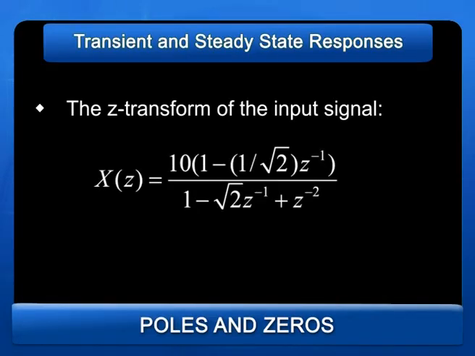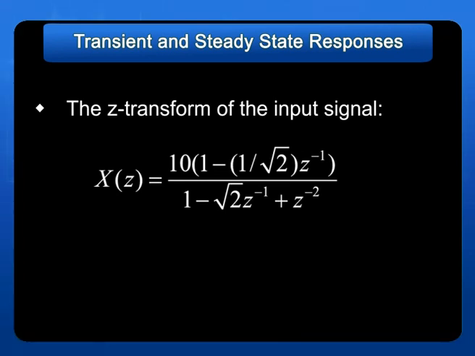So what is the z transform X of z? X of z is given by 10 by 1 minus 1 by root 2 z to the power of minus 1 plus z to the power of minus 2. What is the response Y of z?